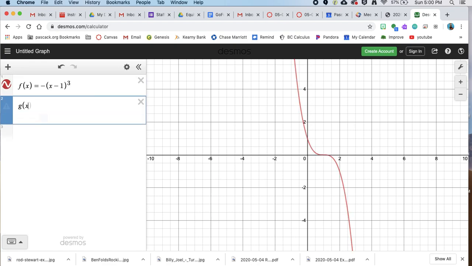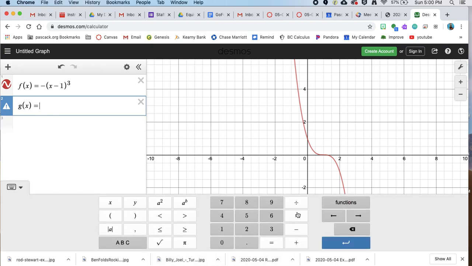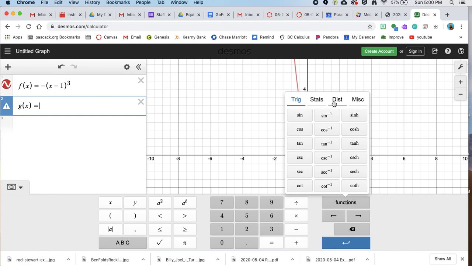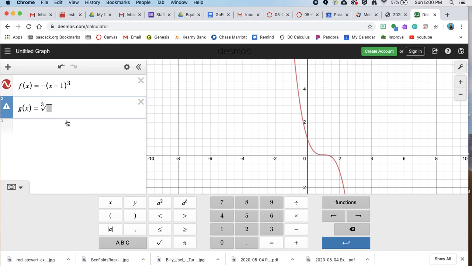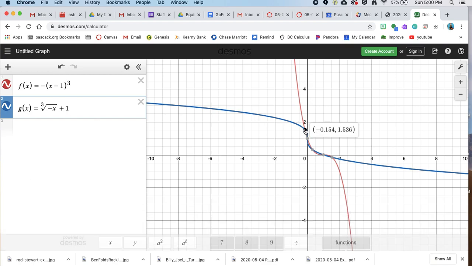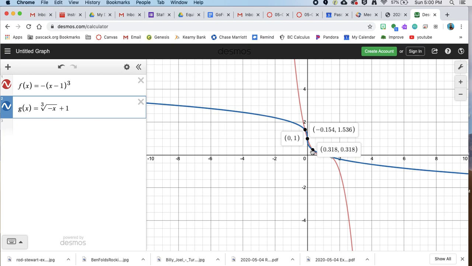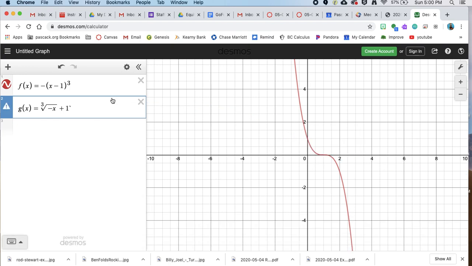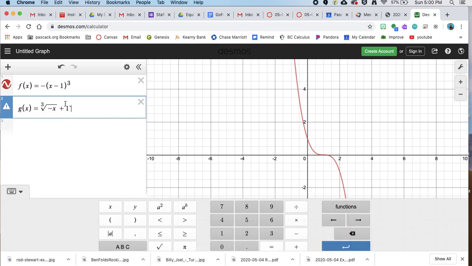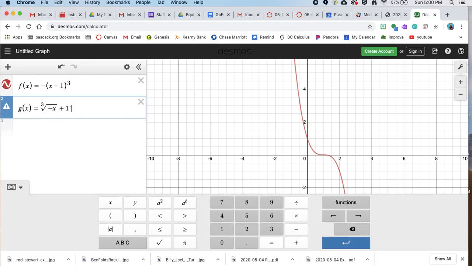And then we're going to just call this one g of x because for some reason it doesn't like the notation. And we'll go to the keyboard, then functions, then miscellaneous. And right there, you see that? You can pick whatever root. We're talking about the cube root this time, negative x plus 1, okay? So now, let's see what's going on here. Oops. Does it not like what I have here? I must have hit something there. I don't know what happened, but okay.